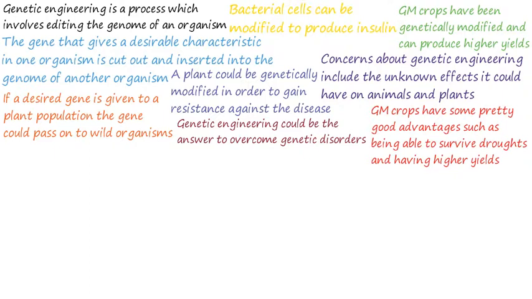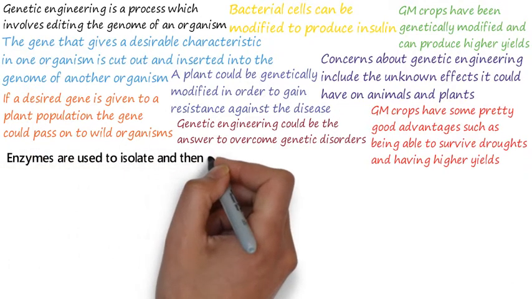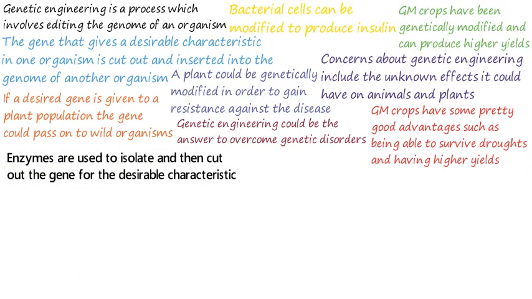GM crops also have some pretty good advantages, such as being able to survive droughts or floods, being designed to survive in unfavourable conditions, such as in dry climates, and all these lead to a higher yield of crops compared to unmodified plants. This next section is higher tier content only.